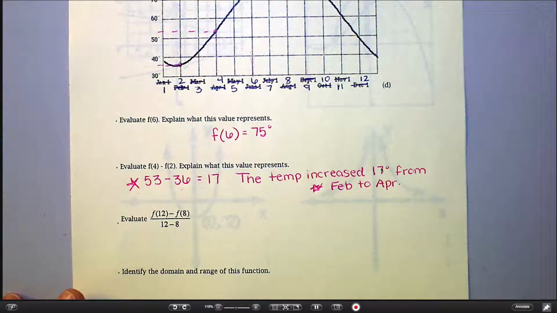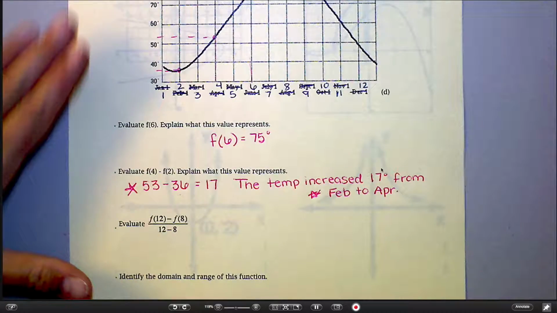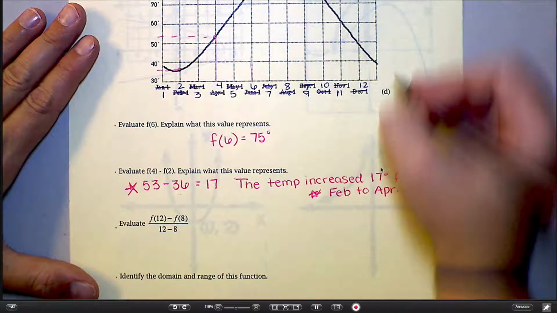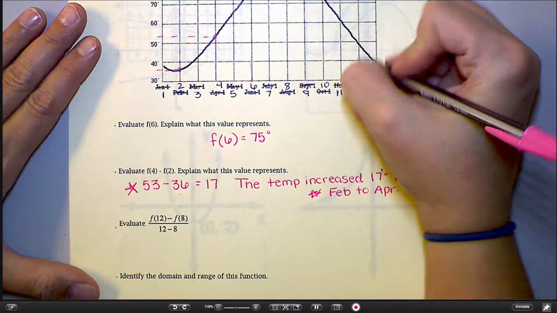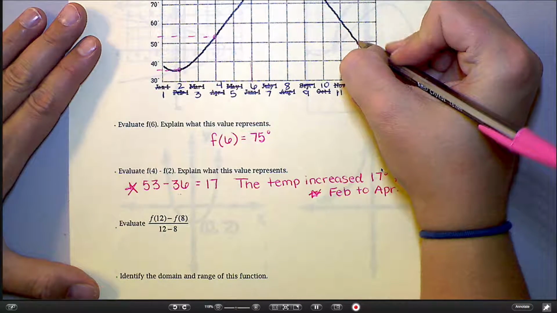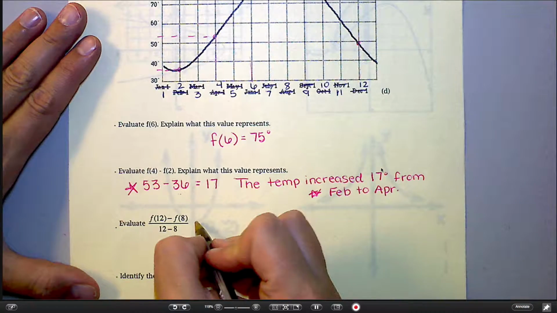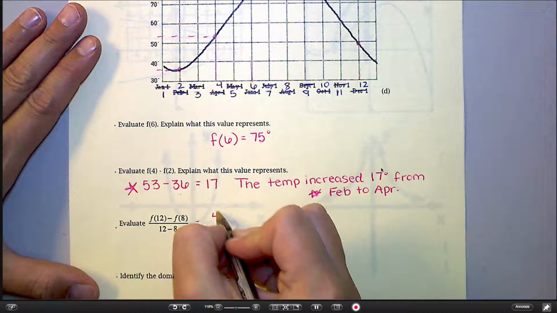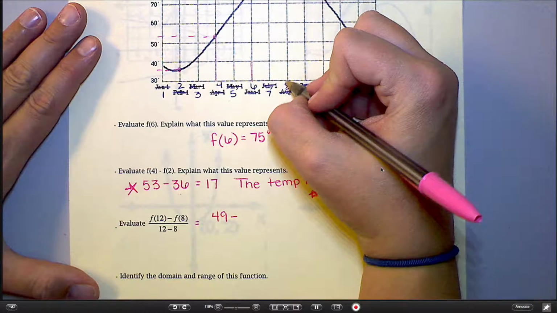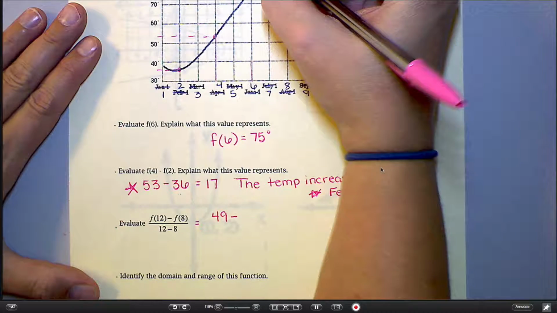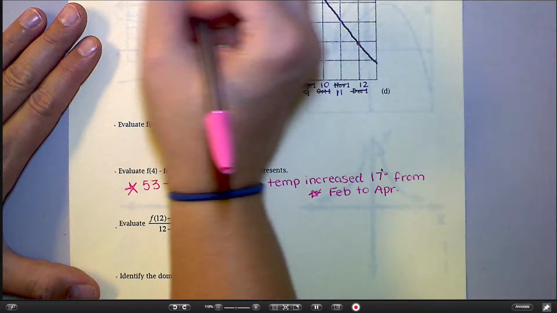So, okay, so now this next one says evaluate f of 12. All right, so f of 12, that's in December. And that's actually this line here, so that's kind of misleading. Should we just go ahead and call that 50, or you want to call it 49? What do you want to do? 49. All right, 49. Way to be accurate. Okay, so 49 minus f of 8, which is over here. What do we say there? 86 maybe?